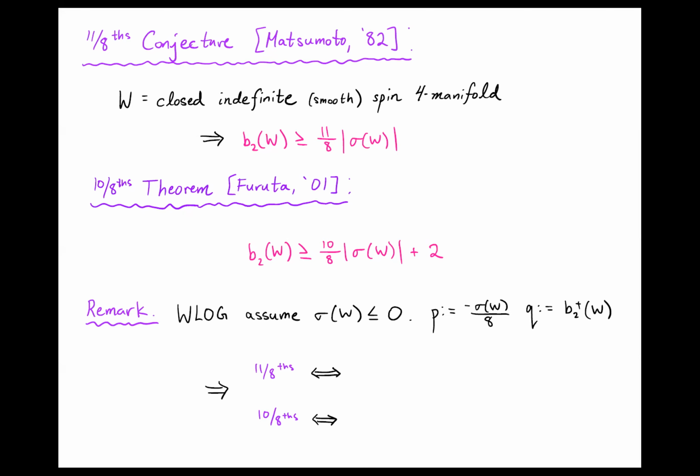Without loss of generality, for the rest of the talk, we're going to assume that the signature of our manifold is non-positive, by reversing orientation if necessary. Let P be equal to minus the signature over 8 and Q be equal to b2 plus of W. Then we can rewrite the 11/8 conjecture as Q is greater than or equal to 3/2 P, and the 10/8 theorem as Q is greater than or equal to P plus 1. So that's for closed manifolds.